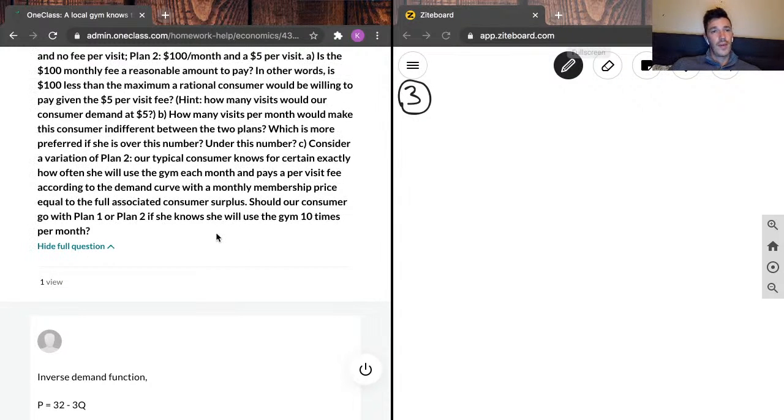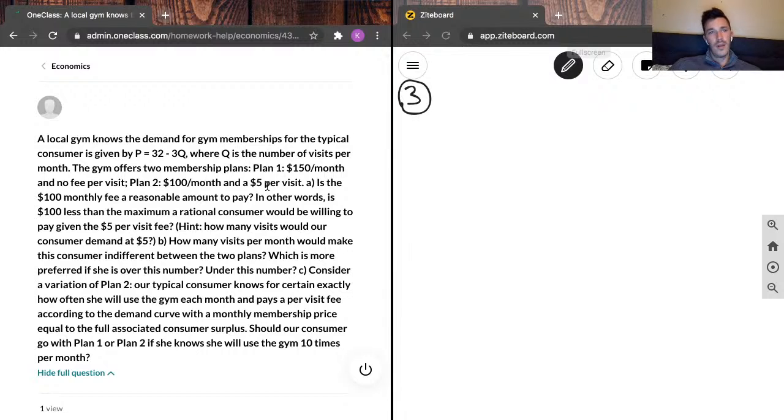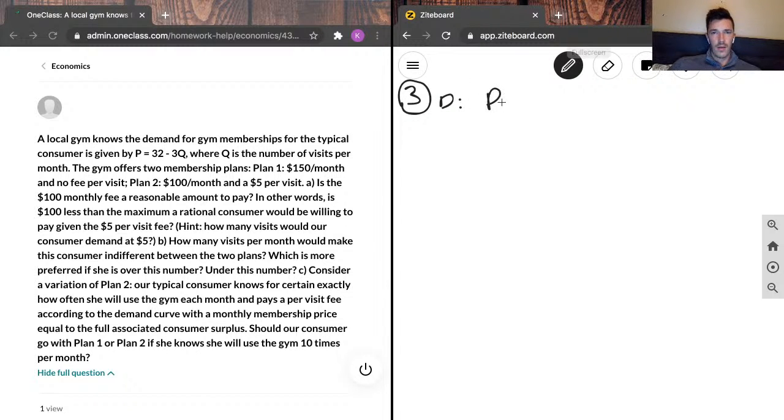And question 3 reads as follows. A local gym knows the demand for gym memberships for the typical consumer is given by P equals 32 minus 3Q, where Q is the number of visits per month.